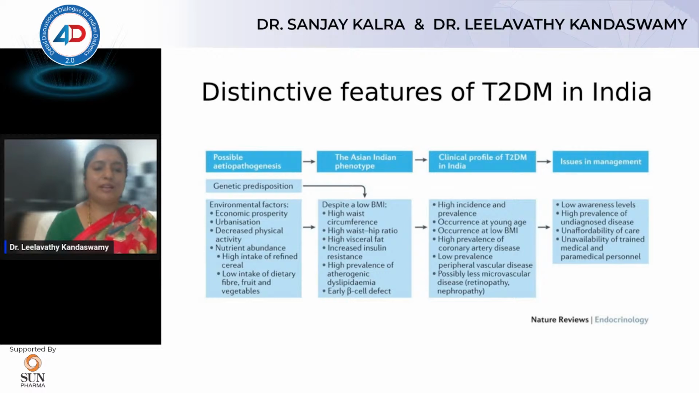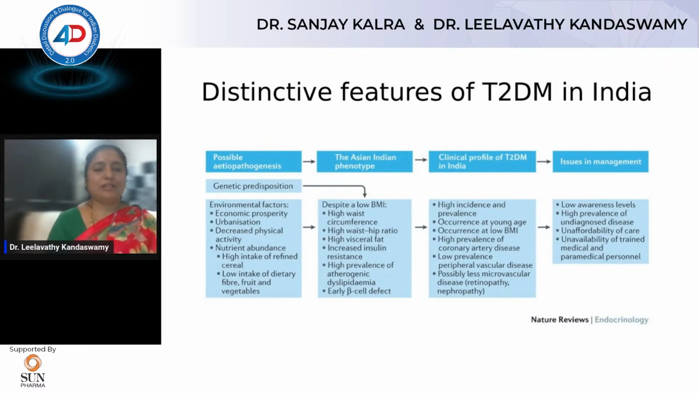So, answering the first question asked by Dr. Kalra sir, if we look at how distinct we are in India, looking at the genetic predisposition, environmental factors like urbanization, decreased physical activity, excess nutrients, like more and more fast foods on the streets, and low intake of dietary fibers, these are more common in India.